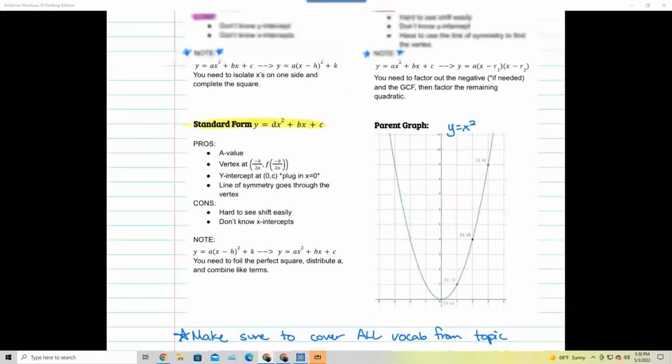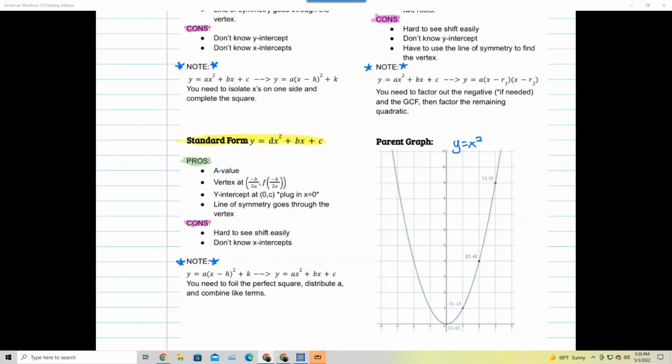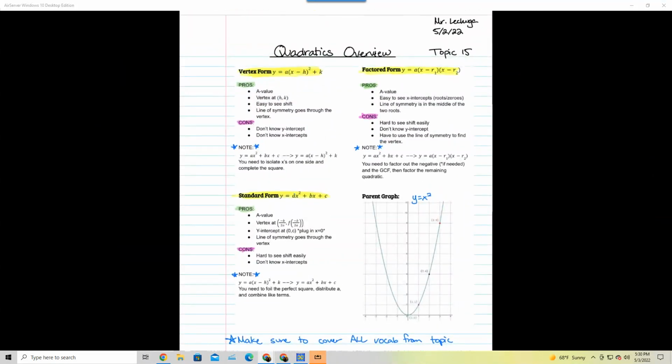Okay, so that's a brief review. I forgot to highlight this, so let me do this right now. These are the pros from standard form. These are the cons from standard form. And you can go ahead and put stars around this note, but we're not going to be using it for now. So there's our review of the stuff we've done in the past month.